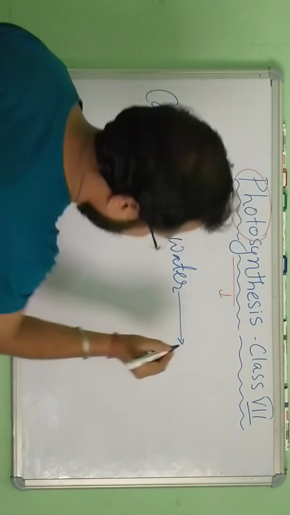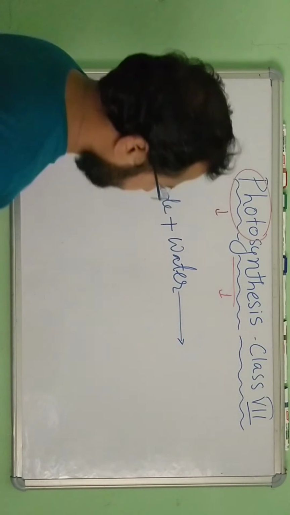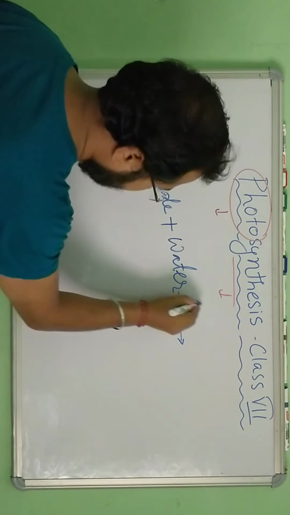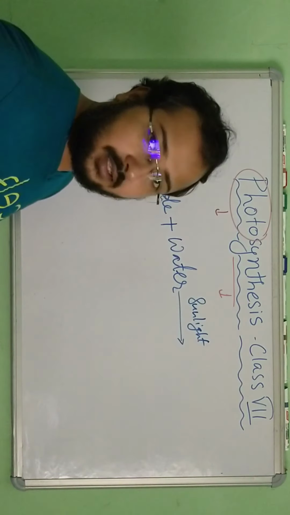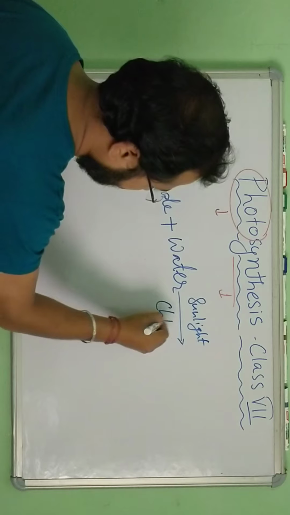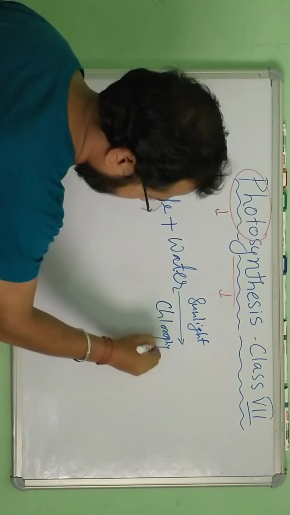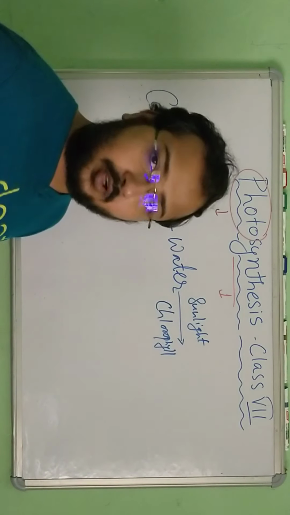So there's an arrow here. On the top I'll be writing here sunlight. And then what will I write? I will write here chlorophyll. These two are involved in this process.